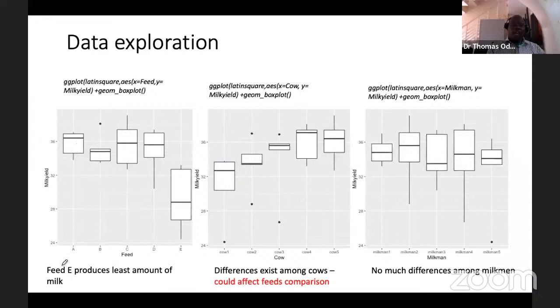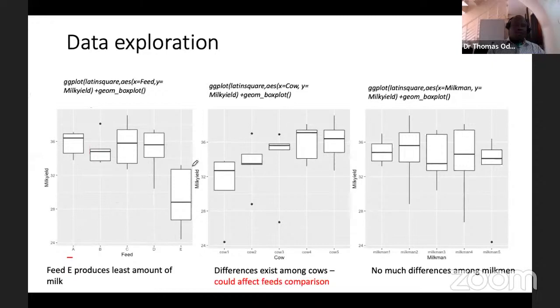So we look at the milk yield for the different feeds. You can see here, this is a box plot. For feed A, the mean is about 37. For feed B, the mean is this. For feed C, feed D, and feed E.